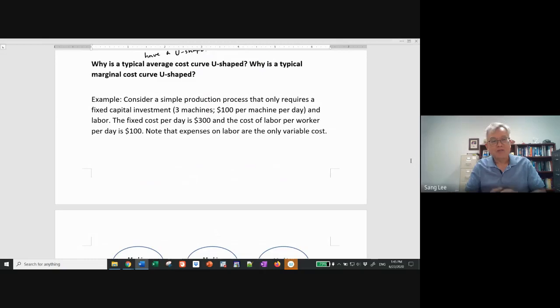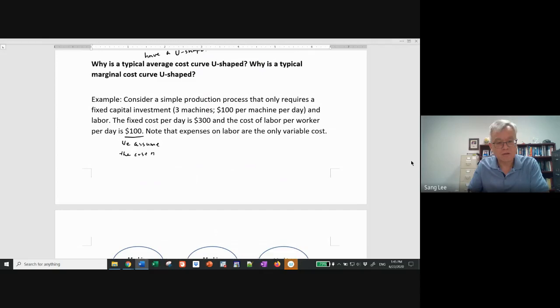Okay. So since you have 3 machines, fix the number of machines, 3 machines, and each machine costs you $100 a day. So what's the fixed cost per day? That is what? 3 machines times $100 per day, so what? $300. And the cost of labor per worker per day is $100. So this is just an assumption, okay?